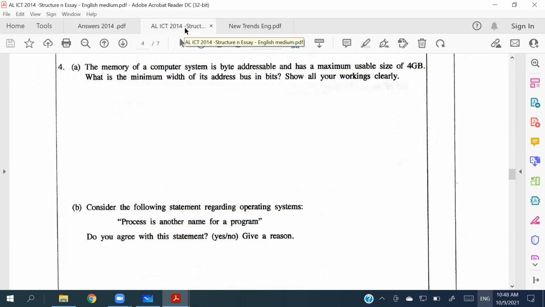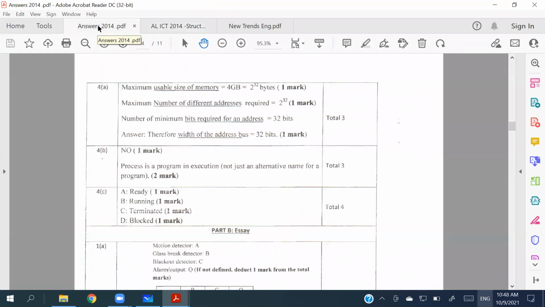Right? So at some point, you have to mention the width of the address bus is equal to this many bits. Right? So it is given 3 marks for the correct calculation.